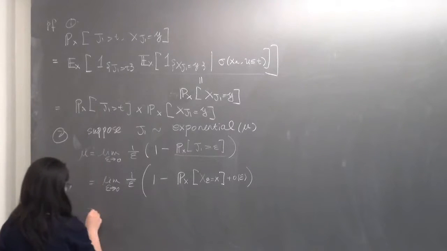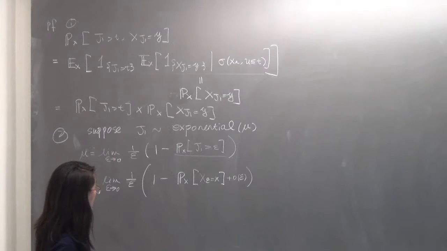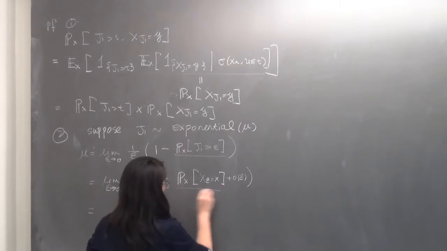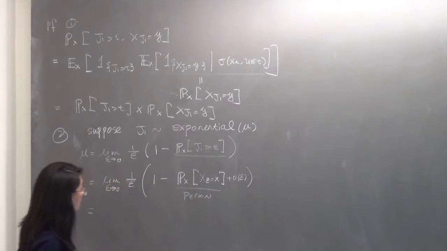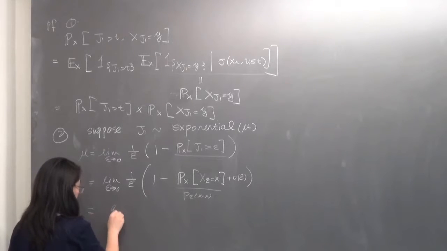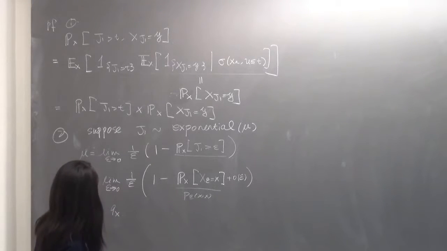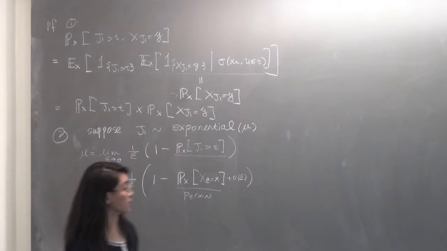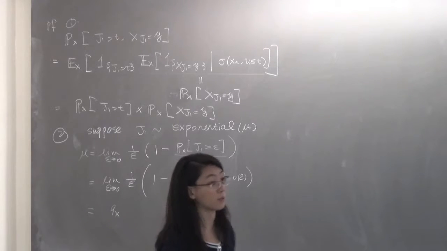Okay, and then by the definition of the infinitesimal generator, we know that this term is P_epsilon(x,x). So 1 minus P_epsilon(x,x), normalized by epsilon, will give us q_x. So this shows that mu equals q_x. So this tells us J1 has the law of exponential with parameter q_x.